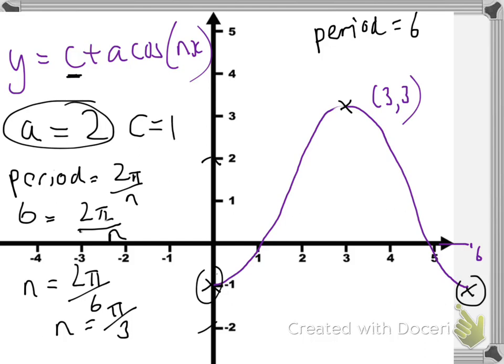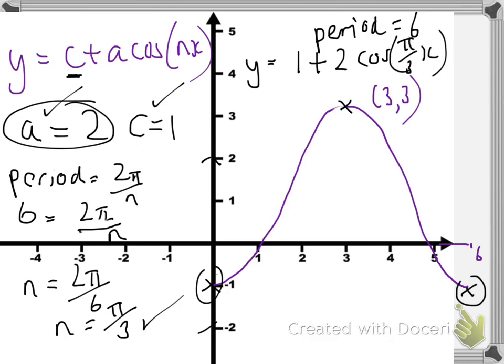Alright, so what's our graph? We've now got our A there, our N there, and our C there. So our graph will be y equals 1 plus 2 cos, okay, and we've got pi on 3x, so in brackets pi on 3x. Okay, so there's our answer. Let's put a square around it so you can see it clearly.